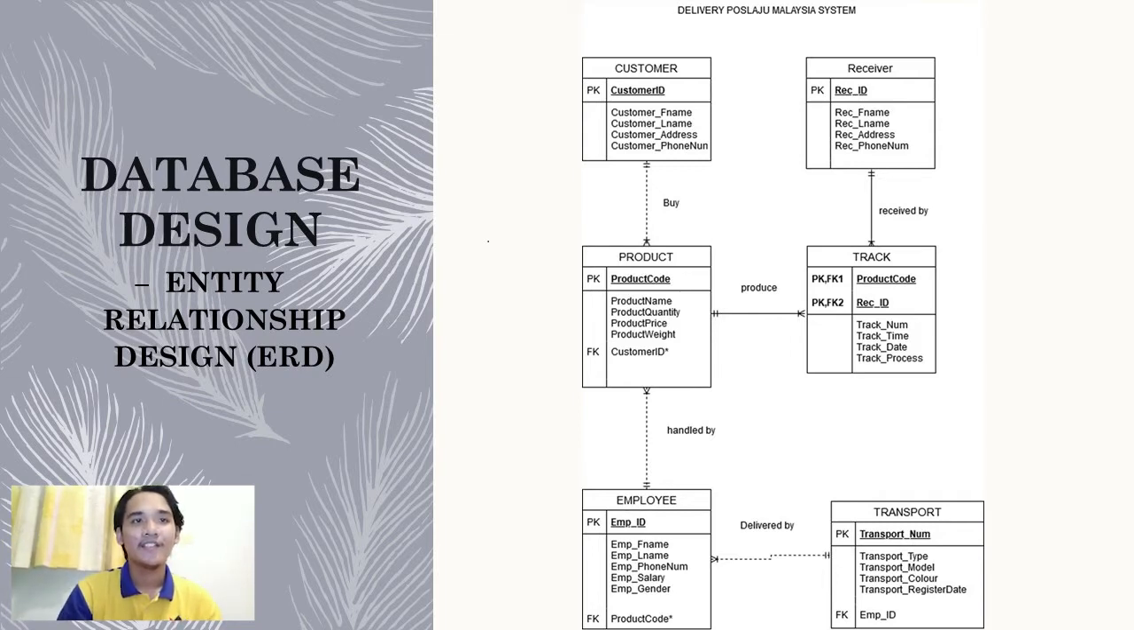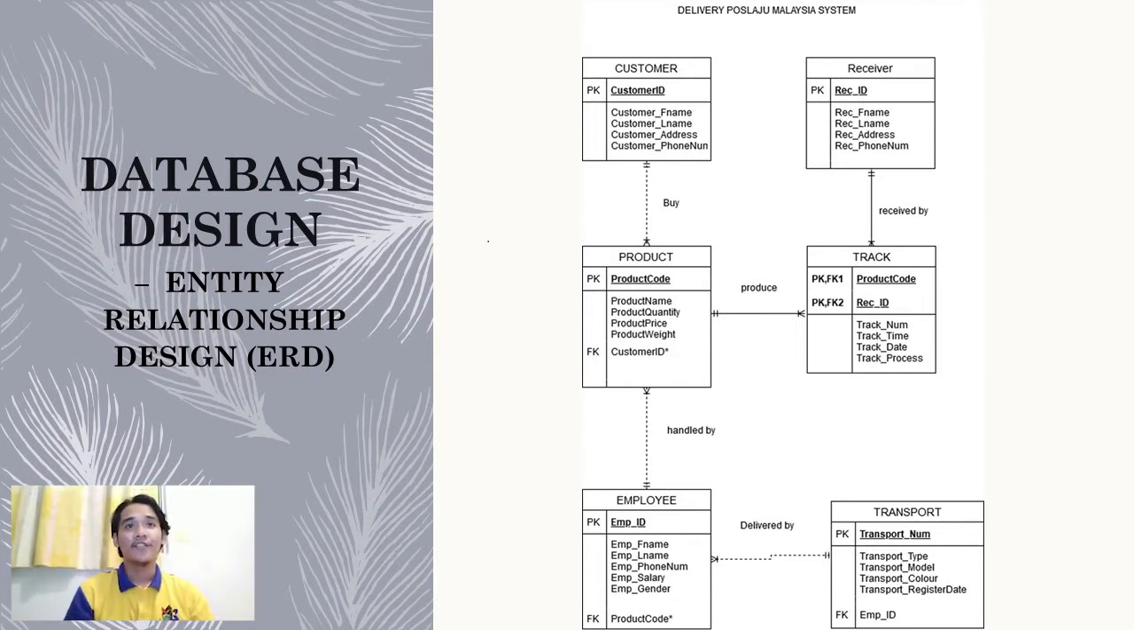The employee entity shows that one employee can handle many products. The employee entity contains a primary key, that is employee ID, and other attributes, that is employee first name, employee last name, employee phone number, employee salary, and employee gender. It contains one foreign key, that is product code from the product entity.